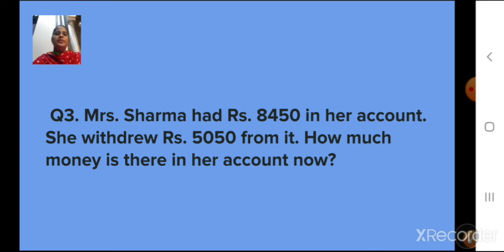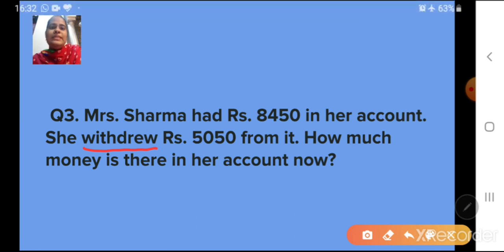Children, now what is given? She had money with her in her account. In her account here means bank account. Now imagine a bank is there, and Mrs. Sharma had rupees 8,450 in her account. Now she wanted to buy something, so she withdrew. Withdrew means taking out money from the bank account.